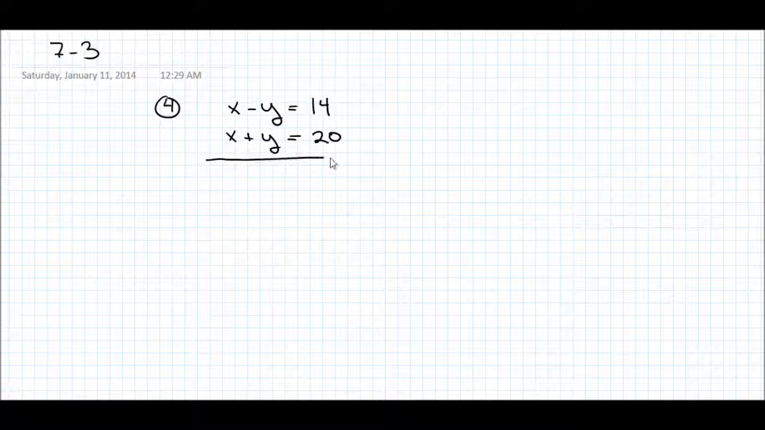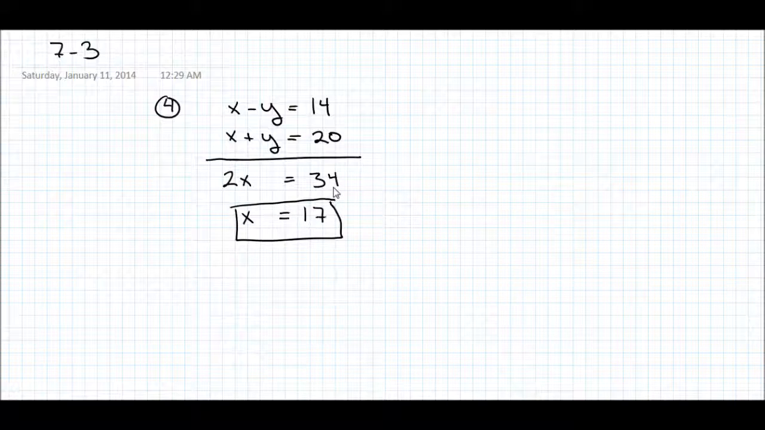7.3 homework. Number 4. We have the equation x minus y equals 14, and we got an equation x plus y equals 20. So through elimination, we can just add these two equations. So x plus x would be 2x, negative y plus y would be 0, 14 plus 20 would be 34. Divide each side by 2, so x equals 17.